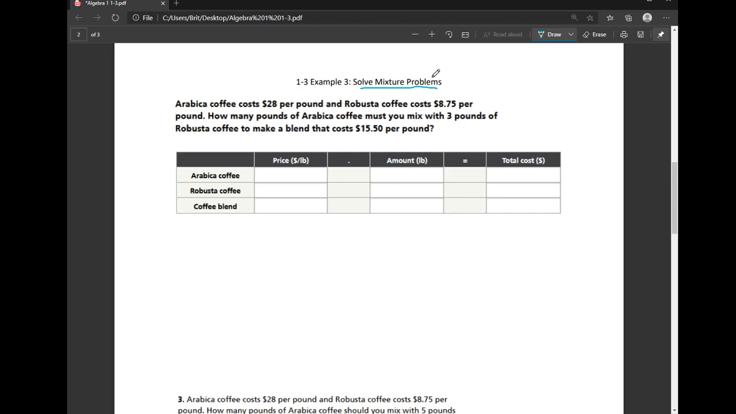Was it this particular Arabica and Robusta coffee? No, it was different coffee, but the premise is still the same. Alright, let's continue.